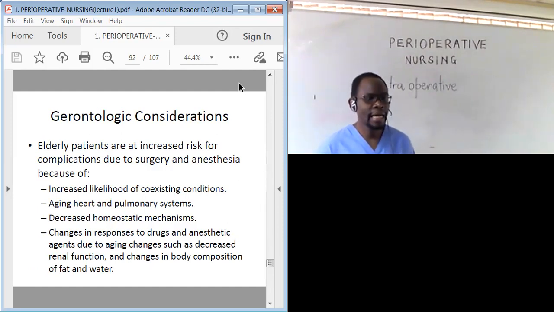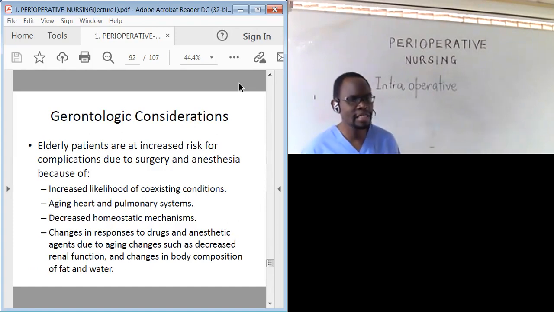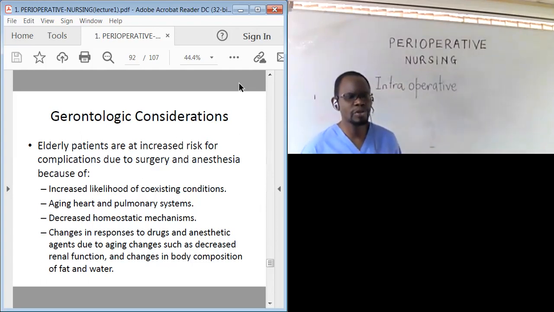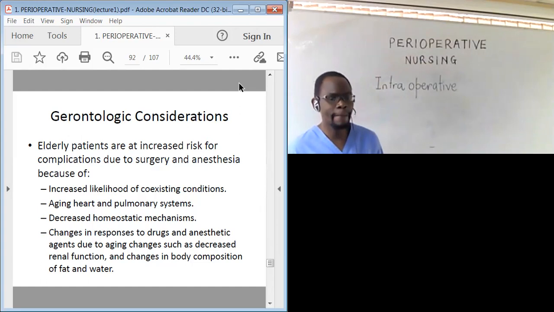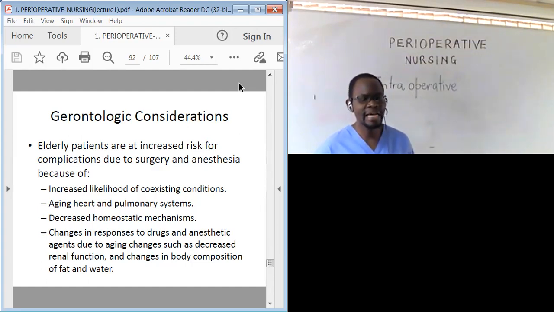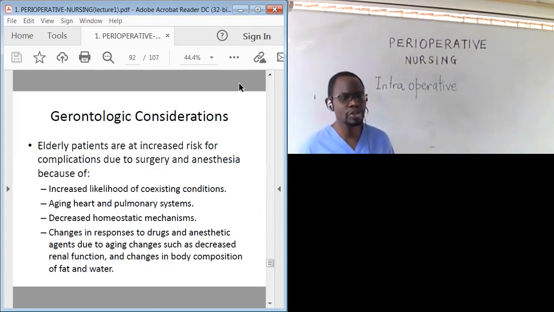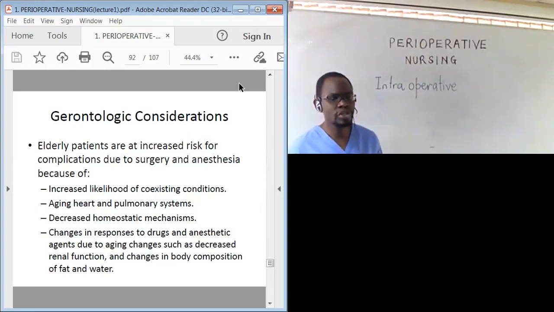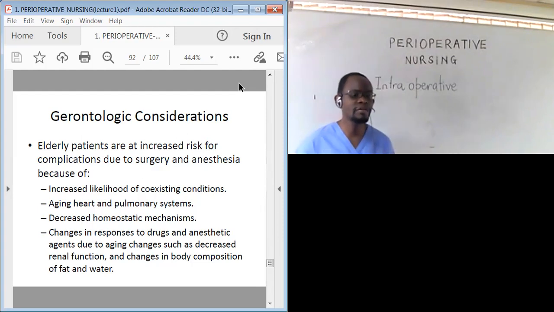They can have a coexisting condition, their age, decreased hemostatic mechanisms, or changes in responses to particular drugs. But remember, their livers and kidneys are also aged, so the way they metabolize and excrete these medications might be a problem. So there is need to consider these elderly as you're giving anesthesia.